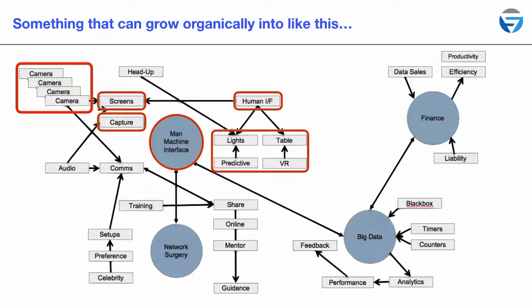But then they want to break out of the room, so we add some audio and some comms. And to break out of the theatre, these proprietary systems need to bridge to IP. Outside the OR, they have to be IP. And so this is the first step into the IP world, and that's for sharing.